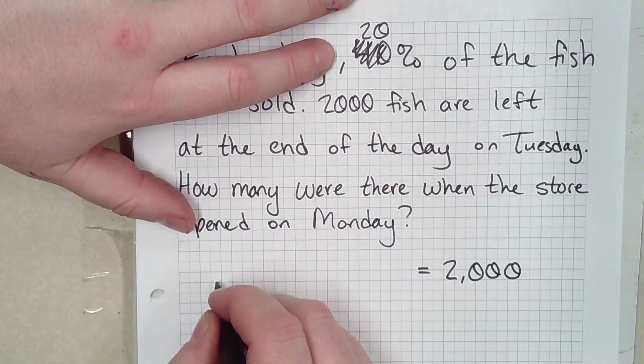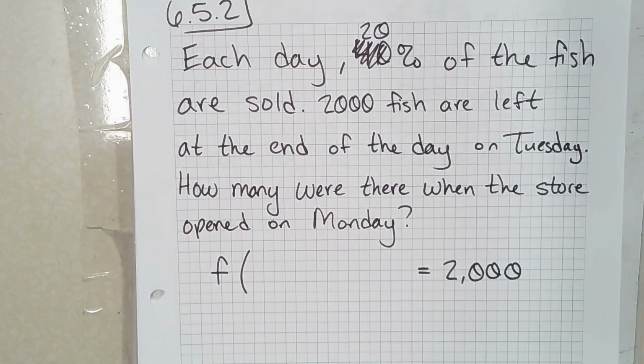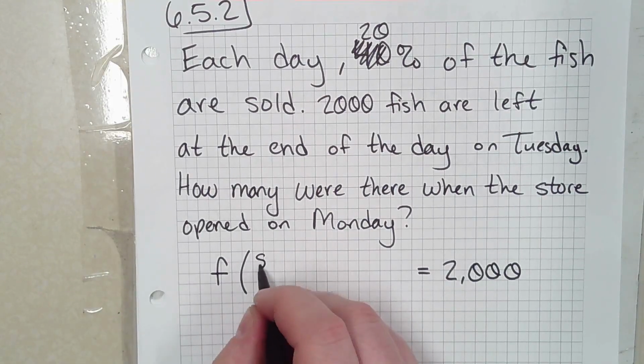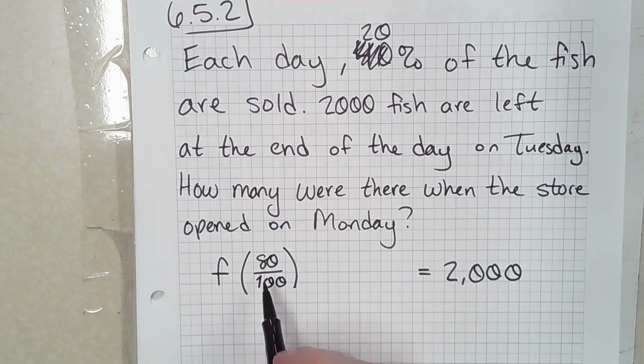However much fish we started with, we lost 20% at the end of Monday. So how much was left over? If we lost 20%, well then 80% of the fish are left over. So at the end of Monday, 80% is left over.